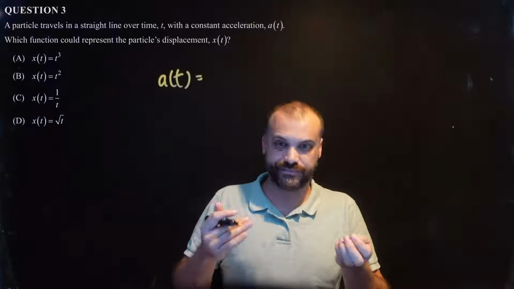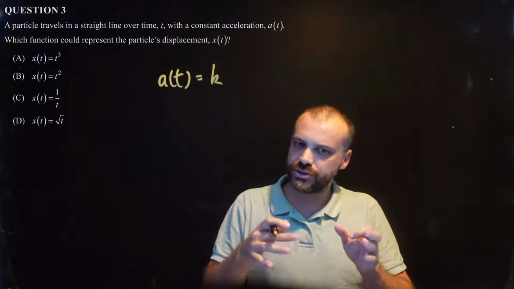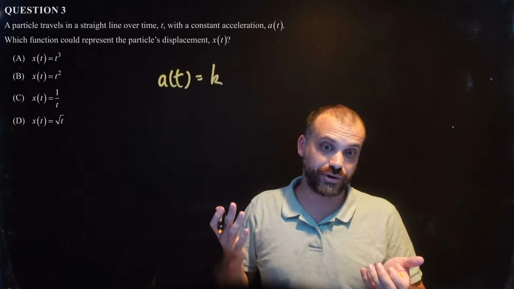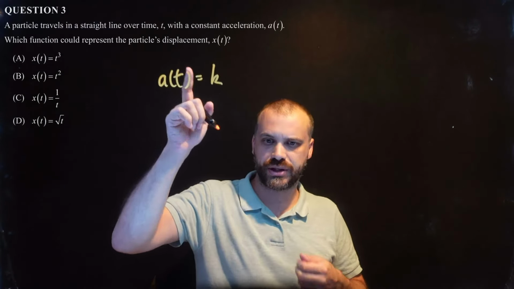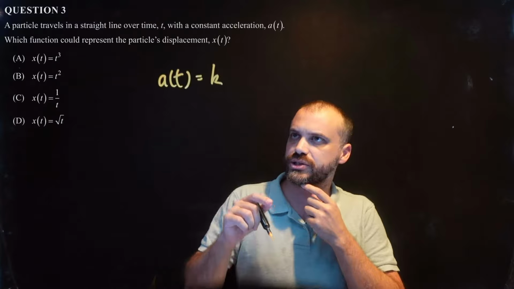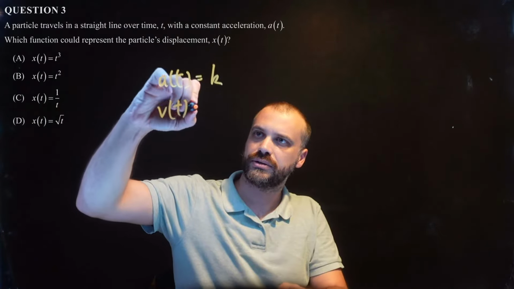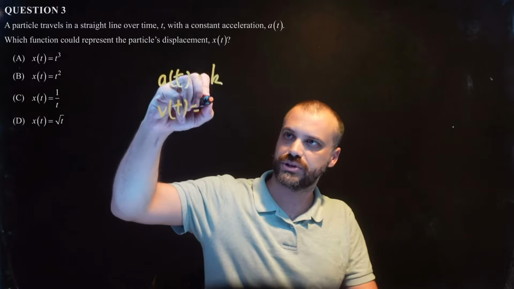So let's just say like a constant acceleration of k. We are actually used to things having constant acceleration because every time you drop something, it has constant acceleration g. All right, which function could represent the particle's displacement? Okay, so let's go from here and say the velocity. Well, the velocity of that is just the integral of this one, which is kt.